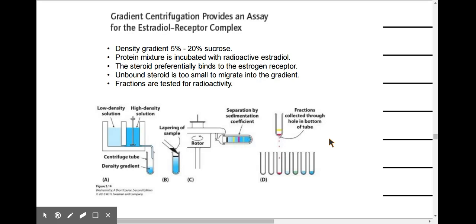We incubate the protein mixture with radioactive estradiol, and that estradiol is going to preferentially bind to the estrogen receptor. The unbound steroid is going to be too small to migrate into the gradient, and so what we detect radioactivity for is going to be our complex, estrogen receptor with the estradiol.